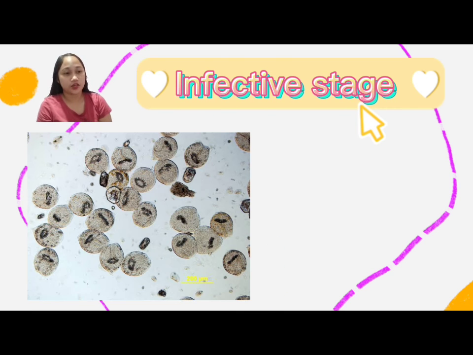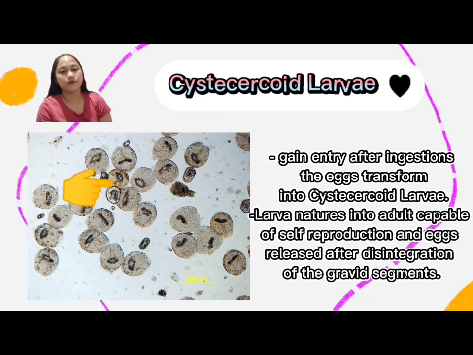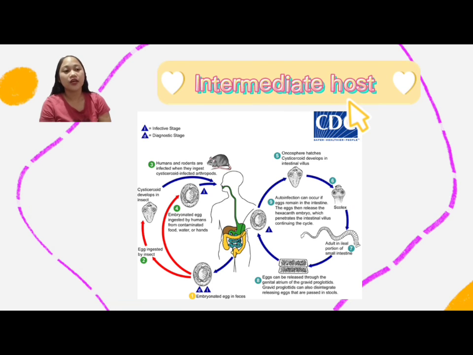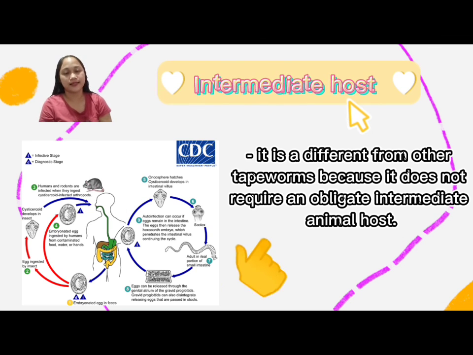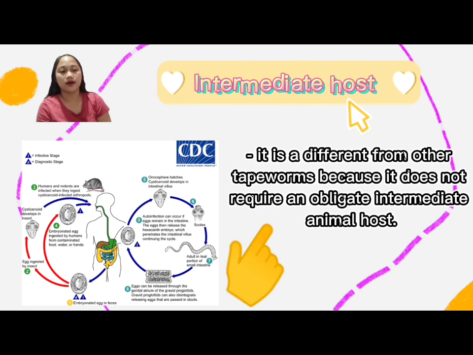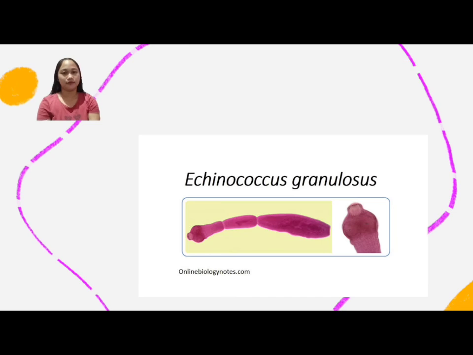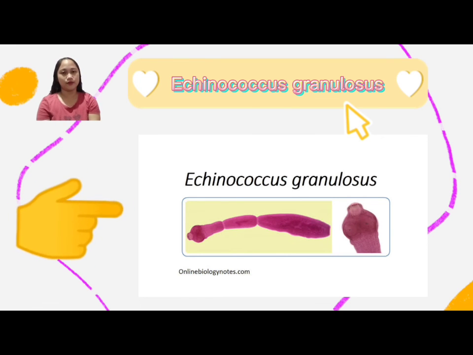In the infective stage, after ingestion, the eggs transform into cysticercoid larvae. The larva matures into an adult capable of self-reproduction, and the eggs are released after disintegration of the gravid segments. As for the intermediate host, this parasite is different from other tapeworms because it does not require an obligate intermediate animal host. And the last is Echinococcus granulosus.